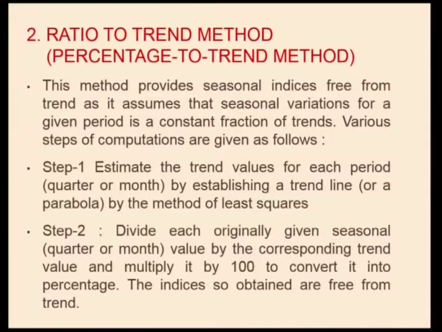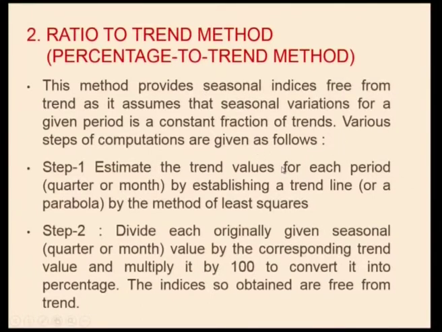Now next we move to what is called the ratio to trend method. In this method we also call it the percentage to trend method. This method provides seasonal indices free from the trend, as it assumes that the seasonal variation for a given period is a constant fraction of trend. Various steps of computation are given as follows. Step 1.